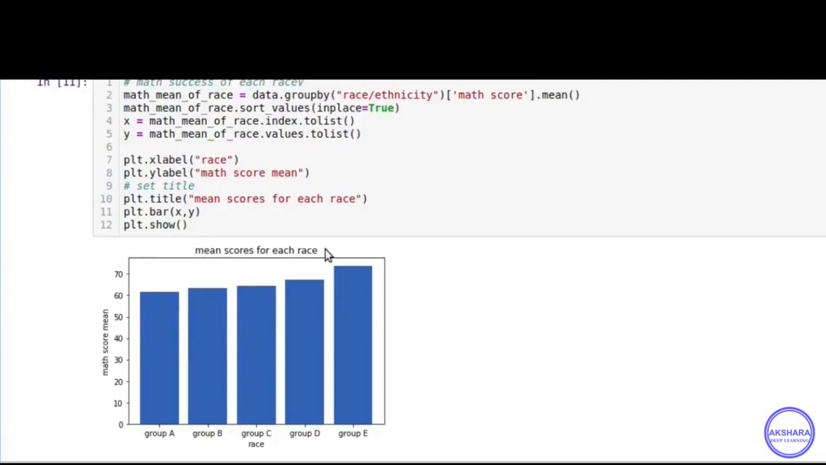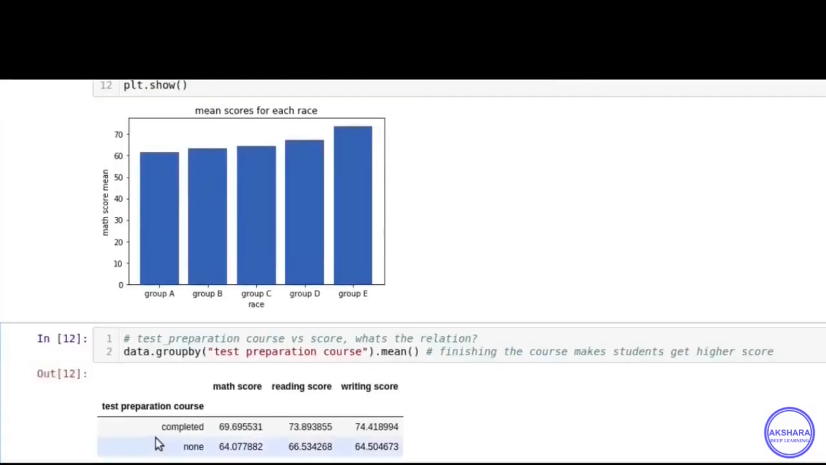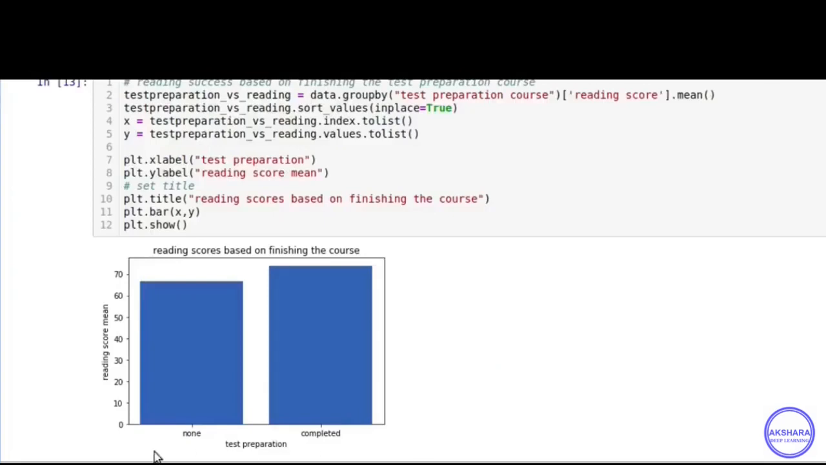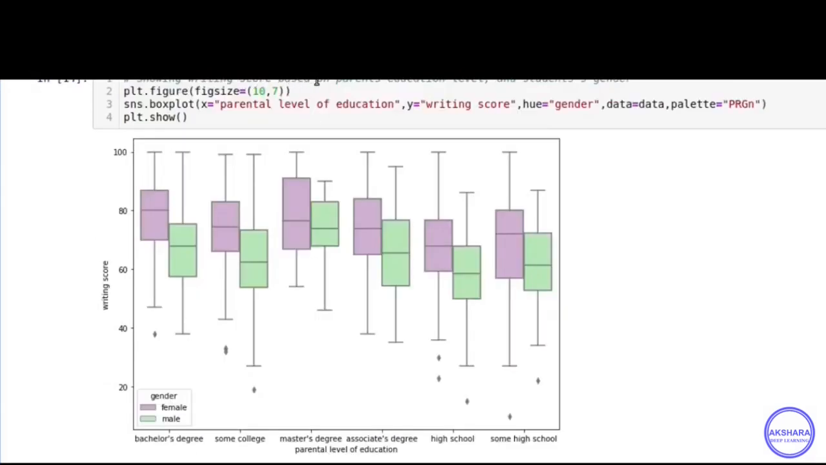These are the math scores based on ethnicity. See here, students who completed the test preparation course have higher scores in their test, but the students who did not complete the test preparation course have lower scores. We can visualize the same thing by bar charts, writing scores of students based on parent level of education.